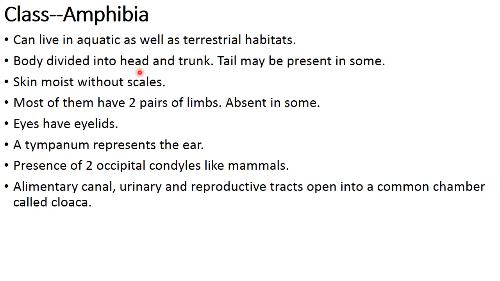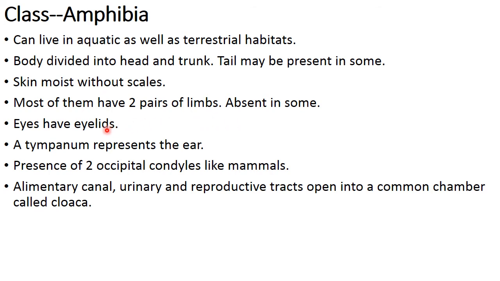So body here is divided into head and trunk. Tail may be present in some. Skin yahan pe moist hai, without any scales. Ab ye tetrapoda mein aata hai, so most of them have 2 pairs of limbs. It can be absent in some.